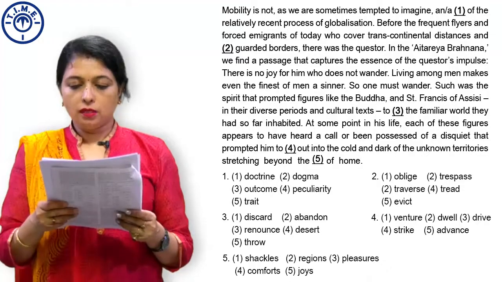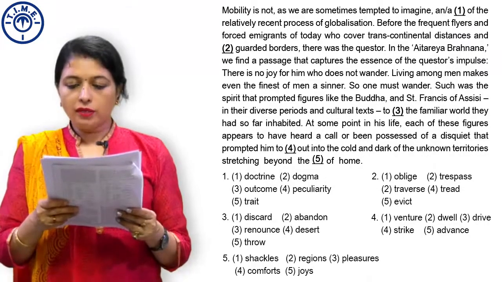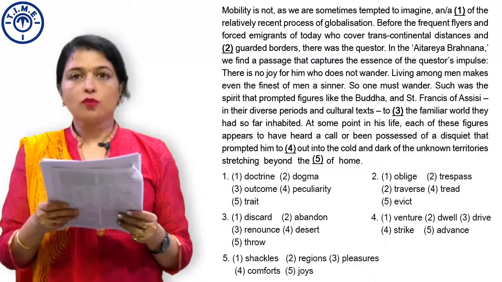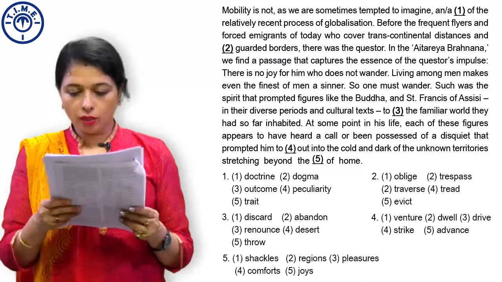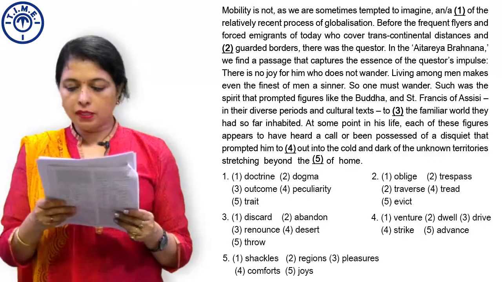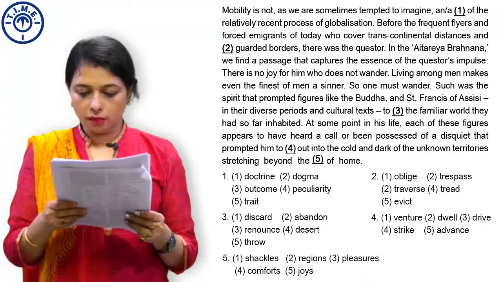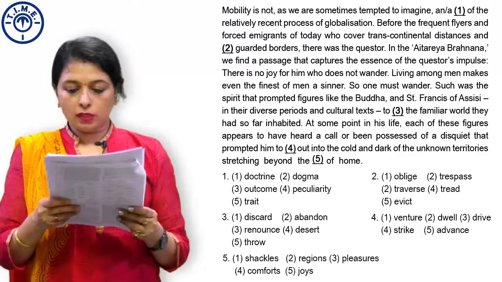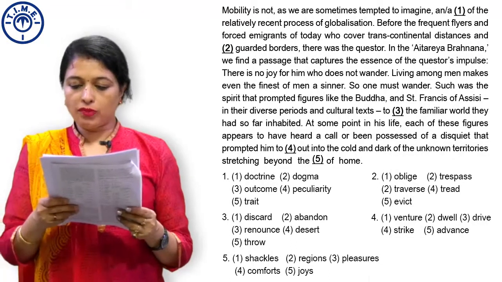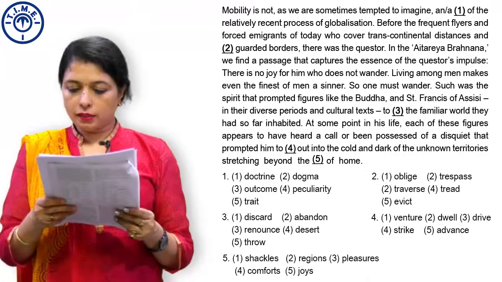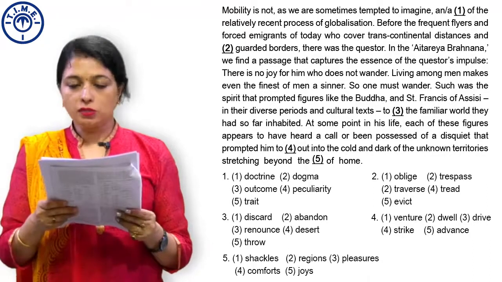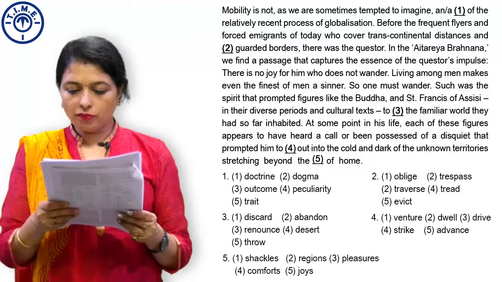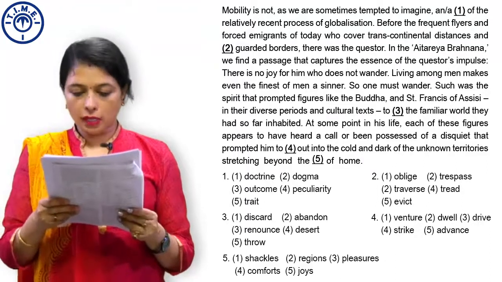the quester. In the Aitareya Brahmana, we find a passage that captures the essence of the quester's impulse. There is no joy for him who does not wander. Living among men makes even the finest of men a sinner. So one must wander. Such was the spirit that prompted figures like the Buddha and Saint Francis of Assisi in their diverse periods and cultural contexts to dash the familiar world they had so far inhabited.